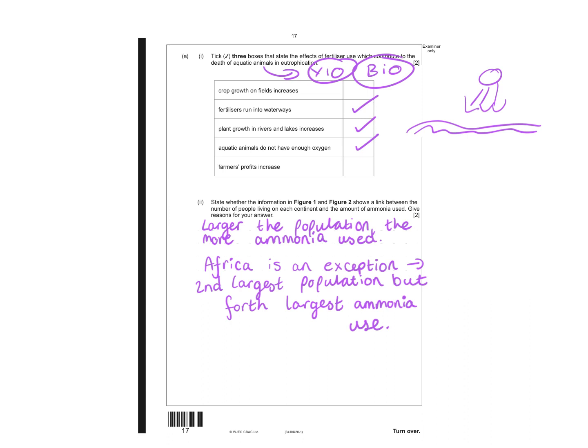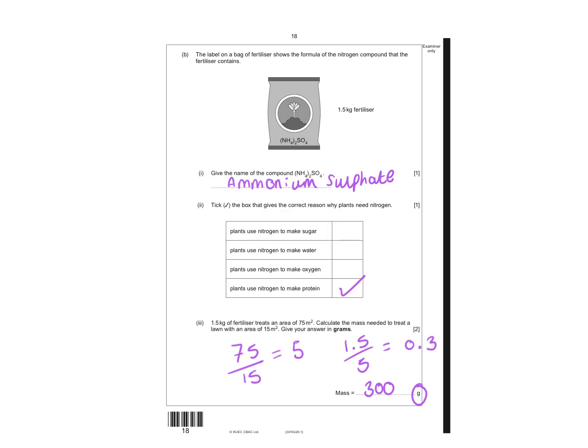State whether the information in figure 1 and 2 shows a link between the number of people living on each continent and the amount of ammonia used. Give reasons for your answer. Larger the population, the more ammonia used. Africa is an exception, the second largest population, but the 4th largest ammonia growth. Give the name of this compound. It's ammonium sulfite. Again, you could have got that from the table of ions. They would have come up on the table of ions. You could have formed the compound or the name of the compound.